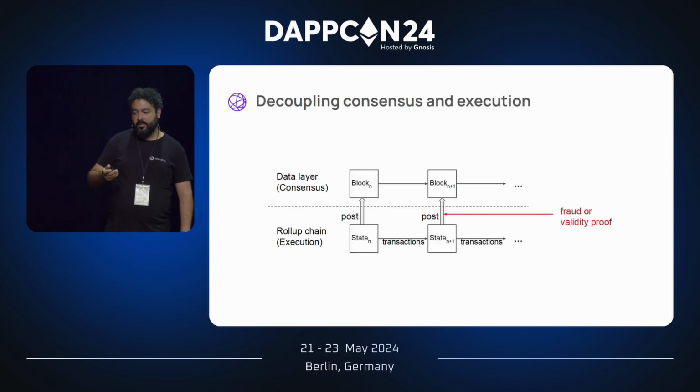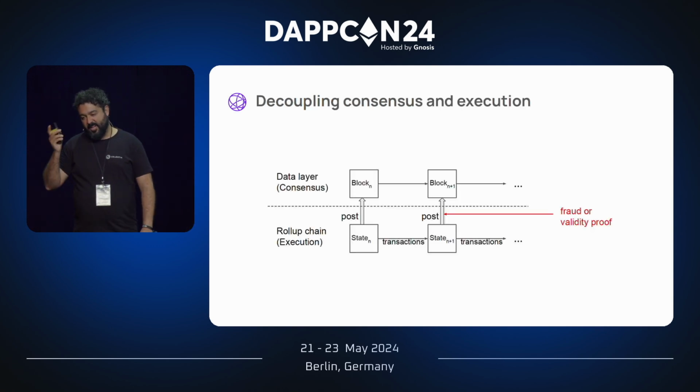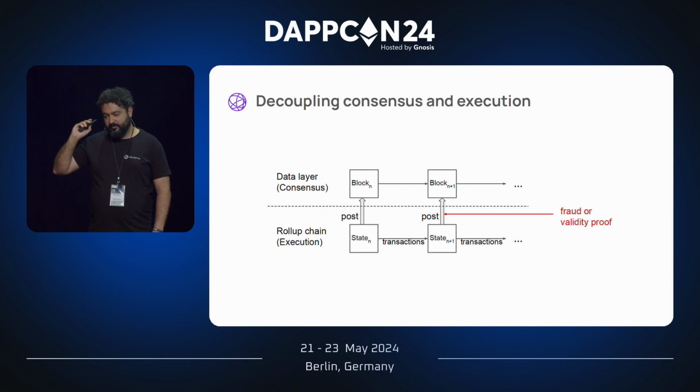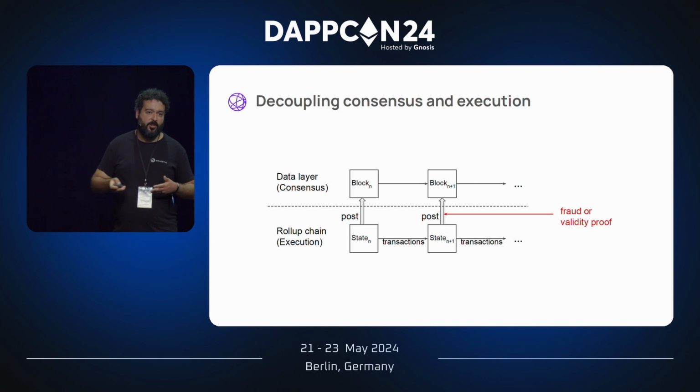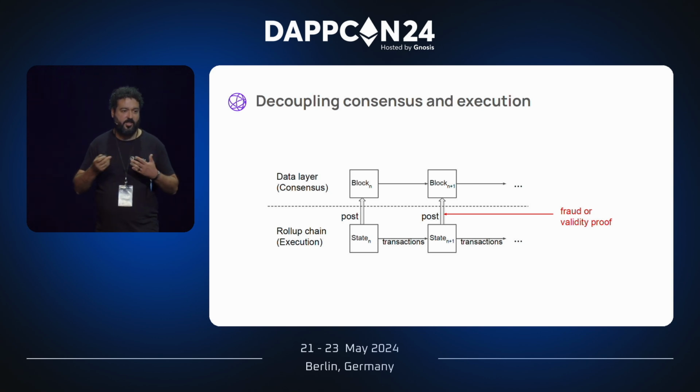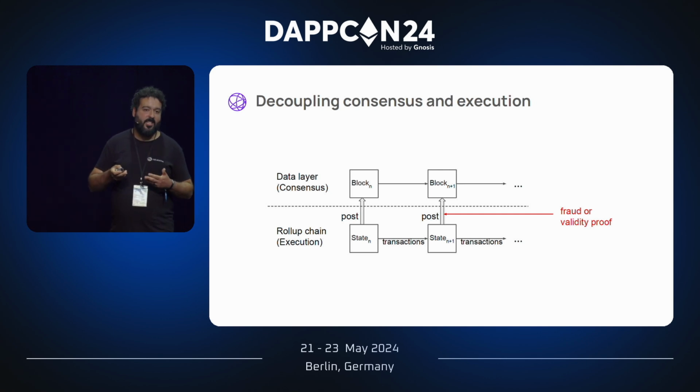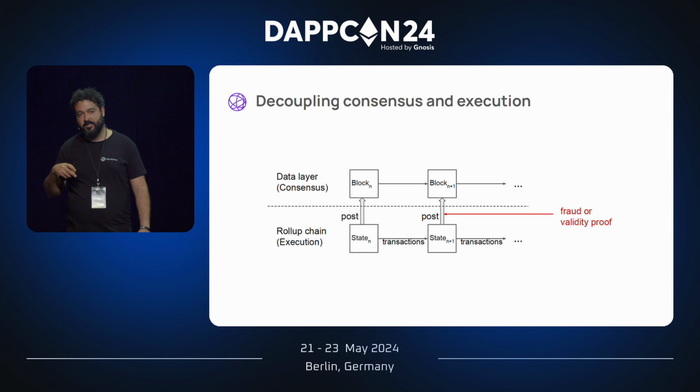So I also mentioned, you may wonder, if it's arbitrary messages that get posted on the data layer, and the data layer is not aware of what these are, how is it guaranteed that the transactions or the blocks that are posted on the data layer are valid?